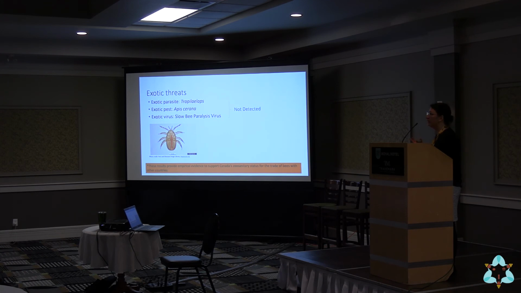So why are we testing this? We think they are not here, but we need the empirical evidence. Are we looking for those? Do we have a system? Do we have a methodology? Did we survey? Until the survey, we didn't have that empirical evidence, and it can be used to support the Canada sanitary status for trade of bees. So we can prove that we have run the survey and we do not have those threats in Canada.